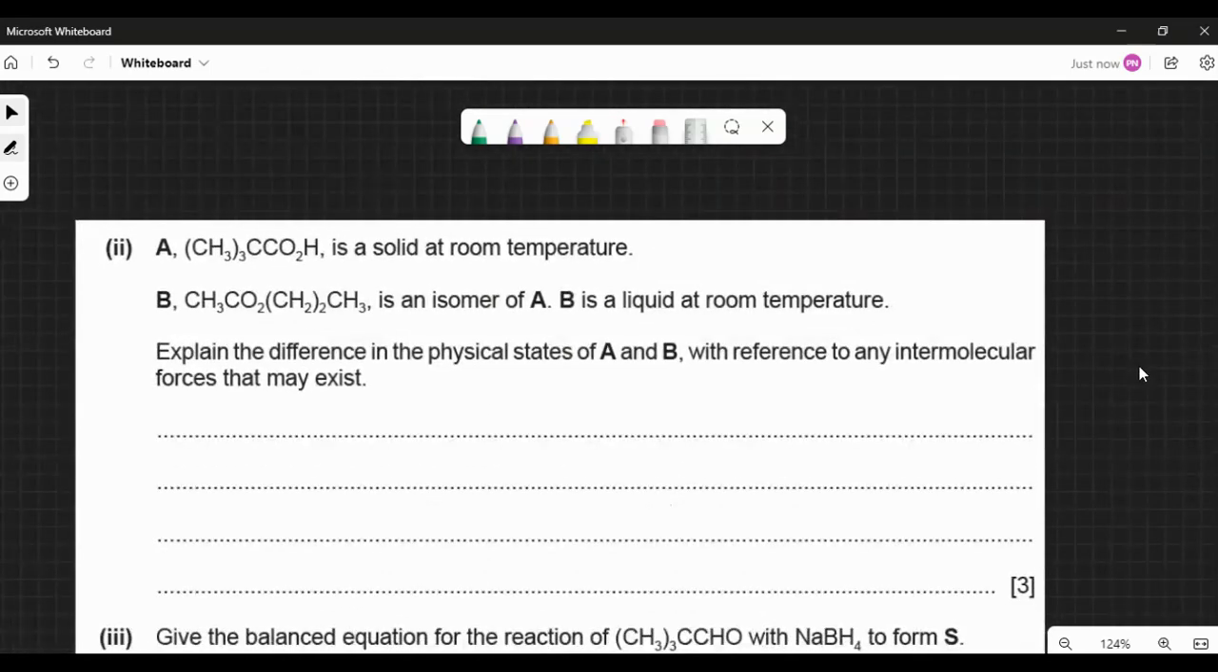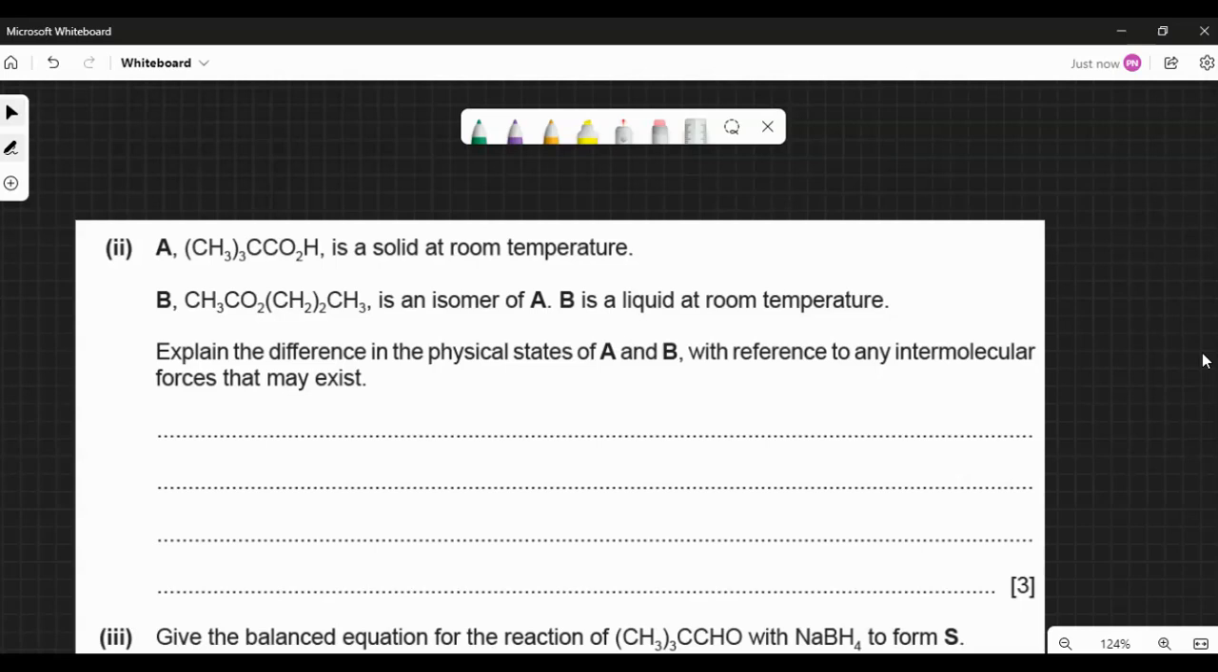A is that. B is that. A is a solid at room temperature, whatever acid that is. B is an isomer, so we already know what it is, don't we, accidentally? It's an isomer of A. B is a liquid at room temperature. Explain the difference in physical states of A and B with reference to any intermolecular forces that exist.